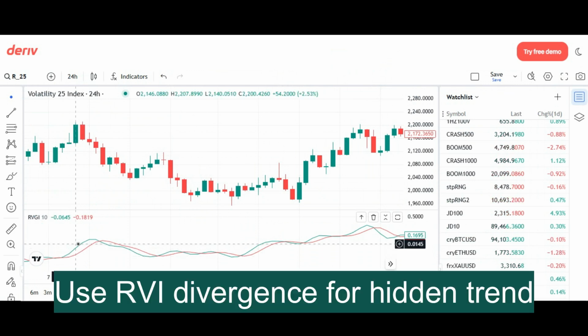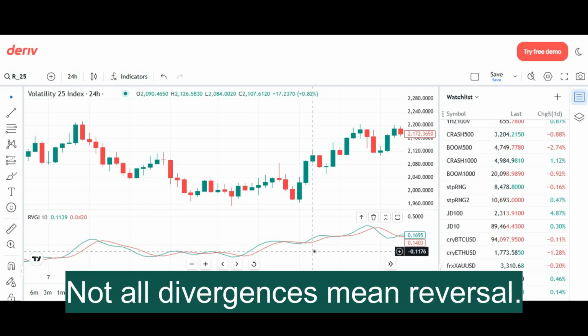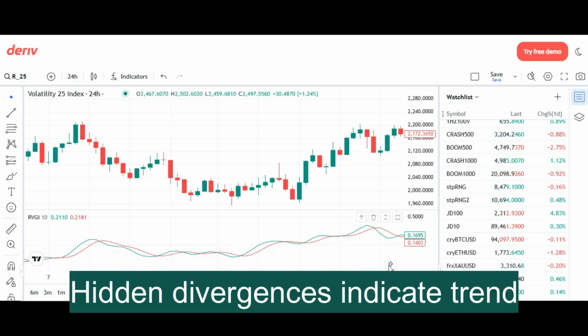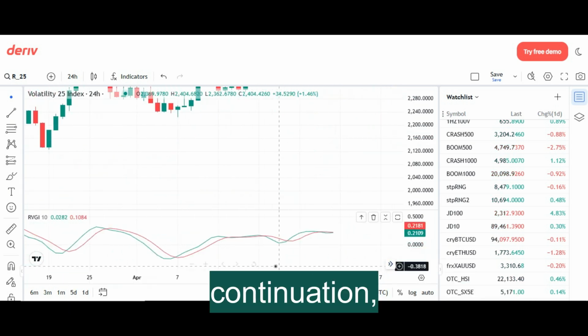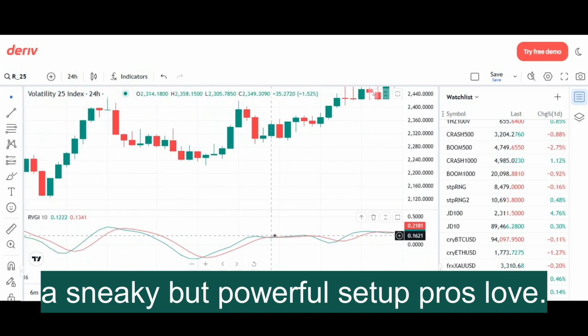5. Use RVI divergence for hidden trend continuations. Not all divergences mean reversal. Hidden divergences indicate trend continuation, a sneaky but powerful setup pros love.